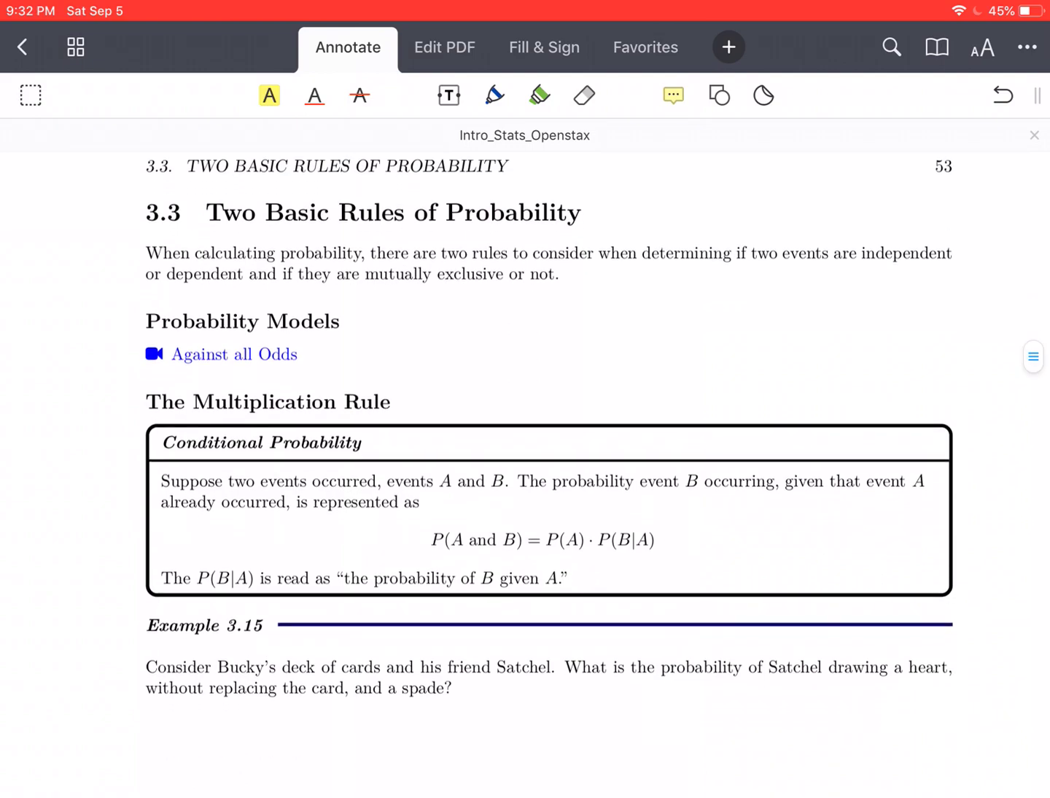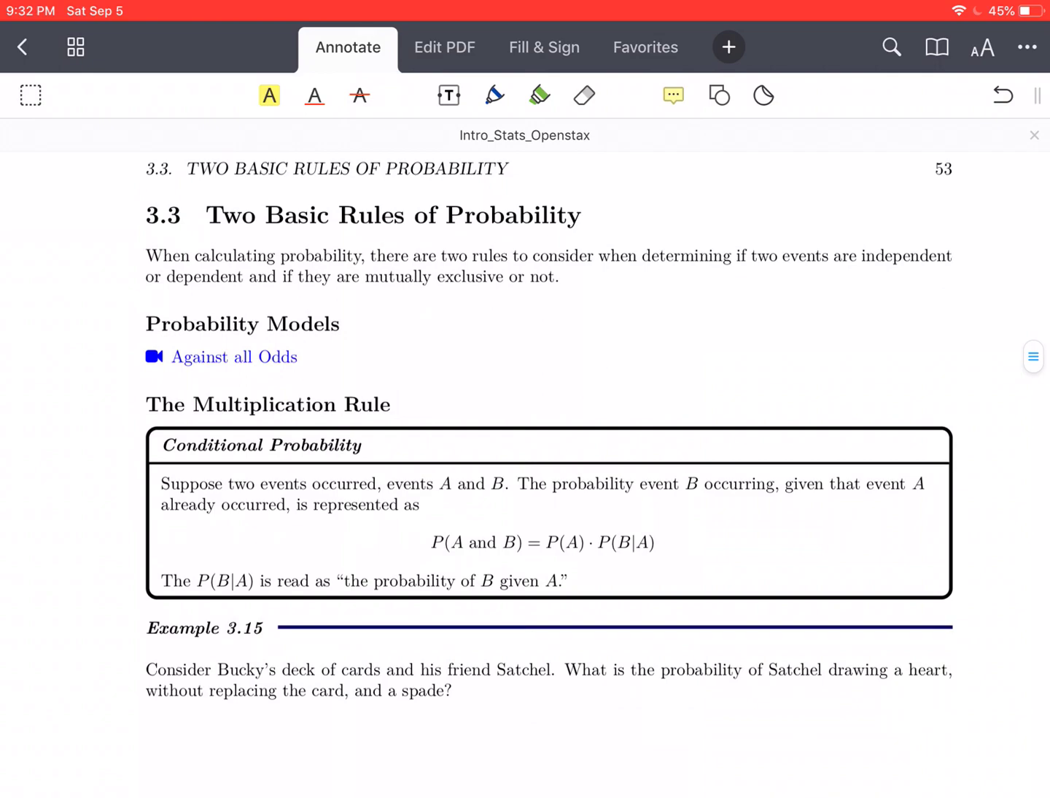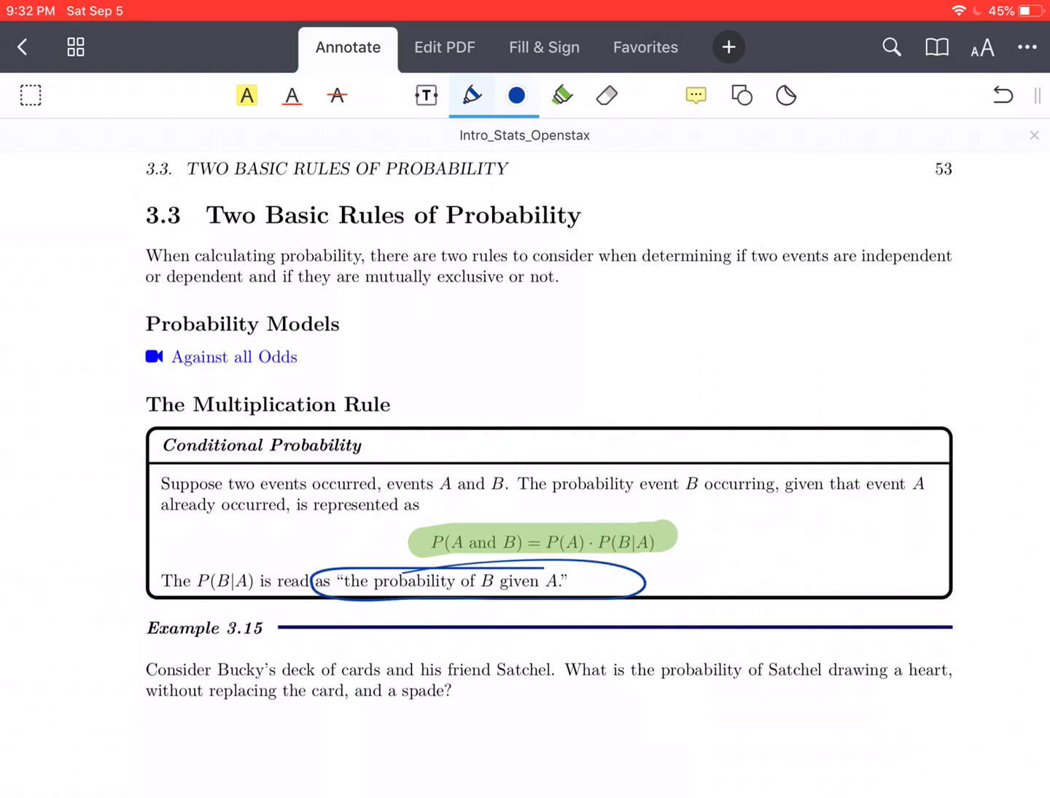So suppose 2 events occurred, A and B. The probability of event B occurring, given that event A already occurred, is represented using this notation. So this over here, that's the probability of B given A. In other words, this is the probability that B will occur given that A has already occurred. And this is called the conditional probability, because it adds a condition, right? A has to occur first, and then we look at the probability of B.